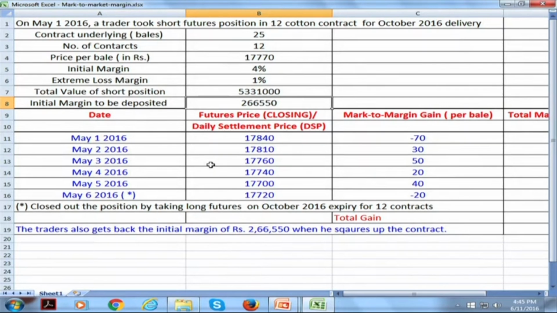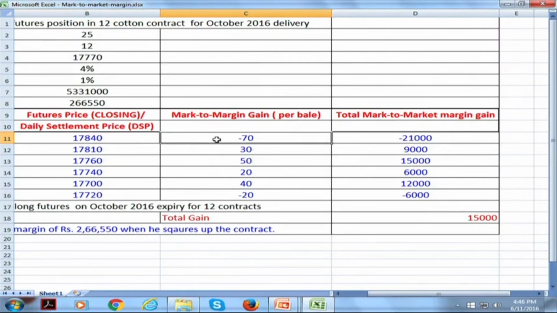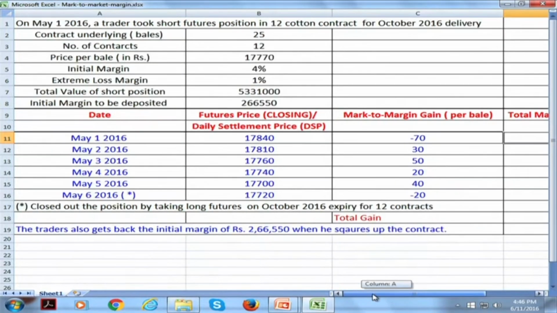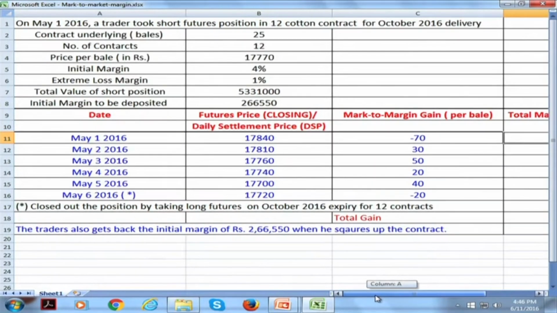By the end of May 1st, the cotton contract for October delivery closed at 17,840. So that leads to a mark to market gain of minus 70, meaning a mark to market loss of 70 rupees. So total mark to market gain is minus 21,000. That means this cotton producer is going to give 21,000 to the counterparty.